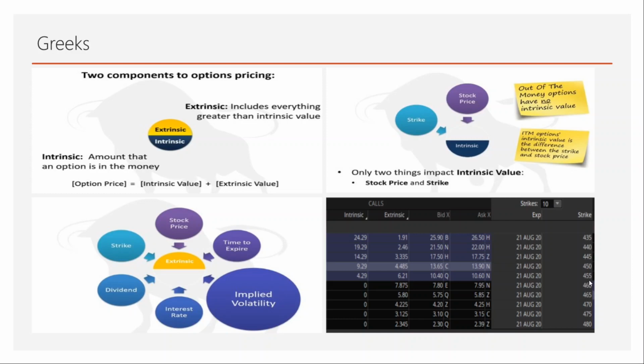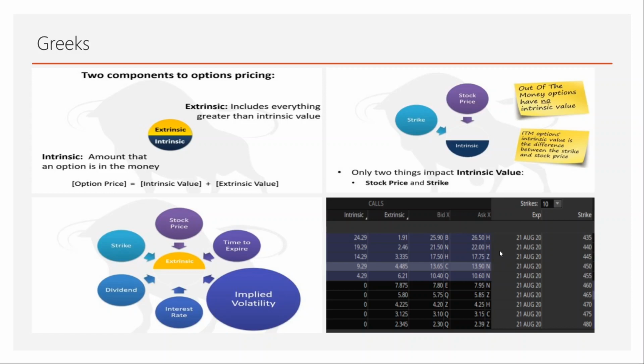So when you see the intrinsic value and extrinsic value, intrinsic value is applicable only in the case of an in the money option. Intrinsic value is not applicable in the case of an out of the money option. How is this intrinsic value calculated? It is the difference between the stock price and the strike price.